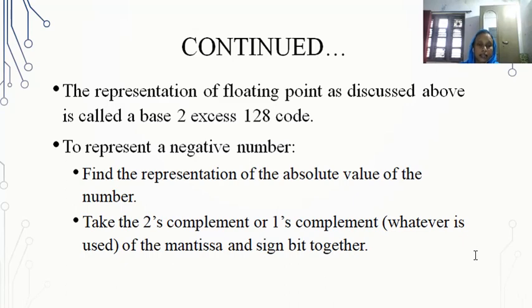In this case, we found that the representation of floating point is, as we already discussed, the excess 128 code, because it is in biased exponent form. In order to make the exponent independent of the sign, minus or plus, we just add 128 to the exponent to make it vary from 0 to 255. So this representation is called base 2 excess 128 code.